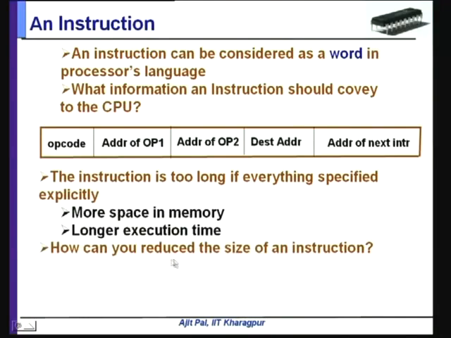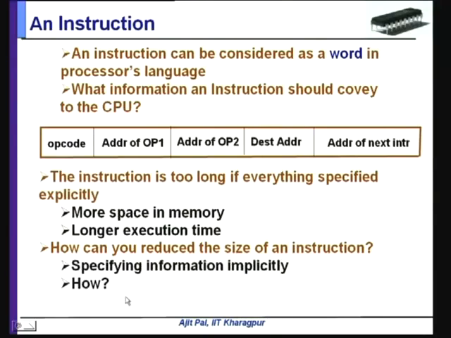Question is, how can you reduce the size of the instruction, specifying information implicitly, as I have already told, by using program counter, by using accumulator, by using general purpose registers, and stack pointer. I shall discuss it a little later, to implement some special data structures. So, this is the basic idea about an instruction.